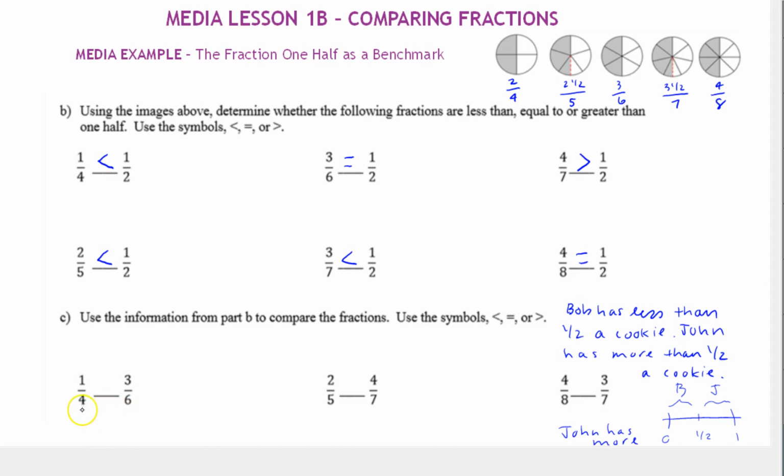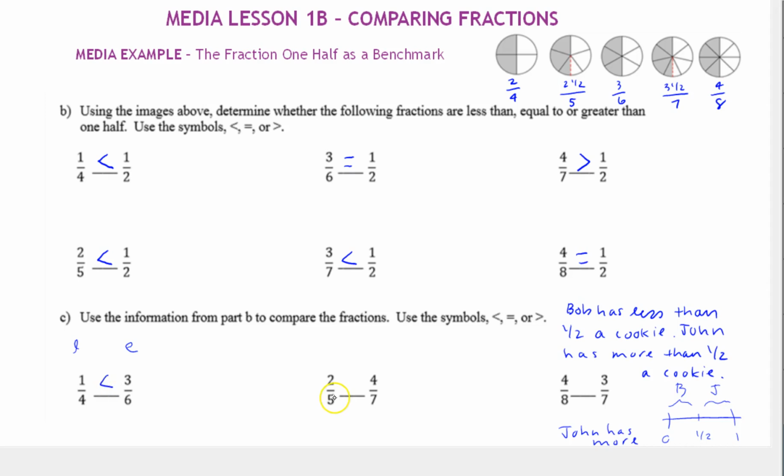So we want to compare 1/4 and 3/6. Well, here we saw that 1/4 is less than 1/2, and here we saw that 3/6 equals 1/2. So I'm just going to put little symbols above them. Let's say less than 1/2, and this is equal to 1/2. Well, that means 1/4 must be less than 3/6.